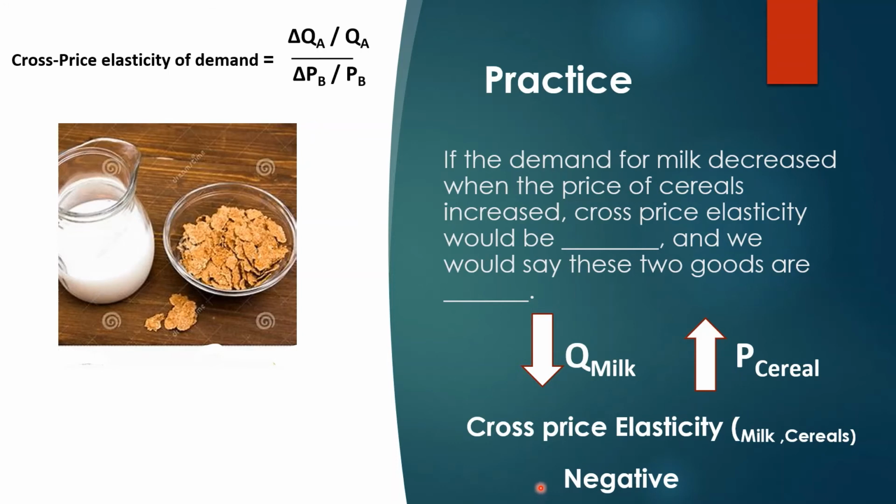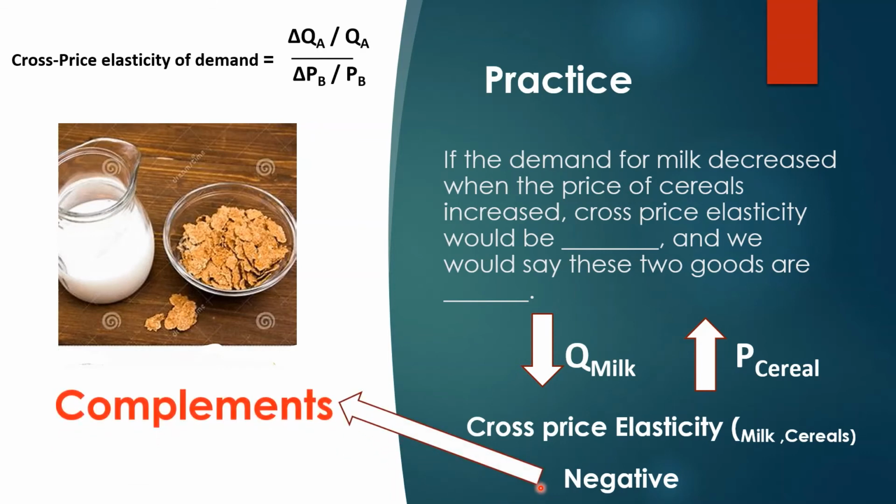So whenever we have cross price elasticity as a negative quantity, it indicates that the goods are complements. Complementary goods are those goods which are demanded at the same time. So both milk and cereal are complementary goods. They are complementing each other.